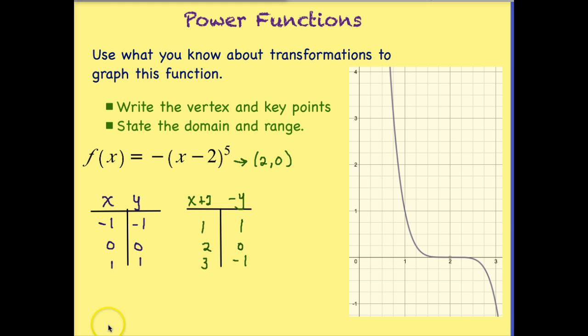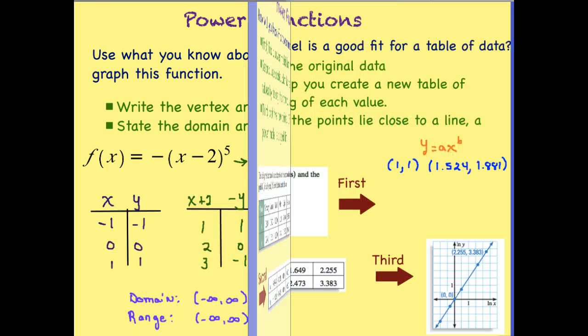Let's state our domain and our range. For these odd functions, you can see the domain and range will always be negative infinity to positive infinity. We're going to go up and to the left forever, and we're going to go down and to the right forever as well. All right, let's move on and try something a little bit different.